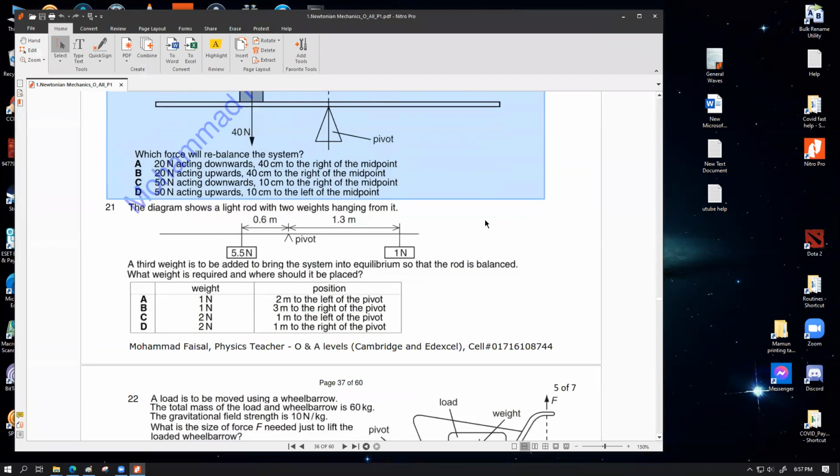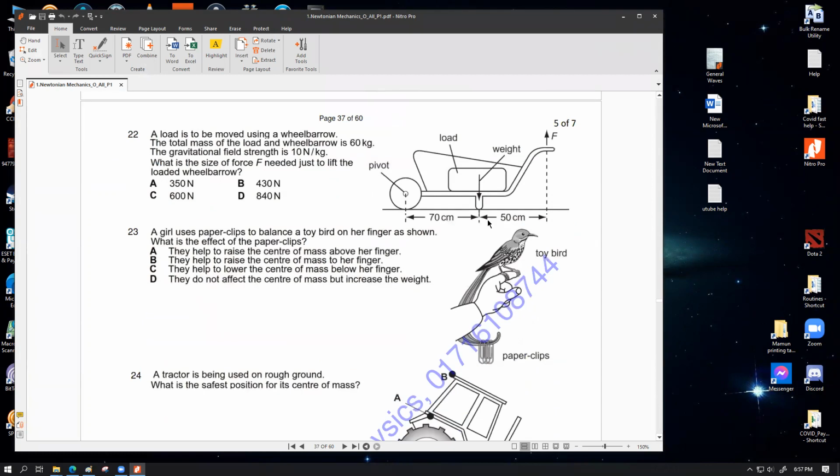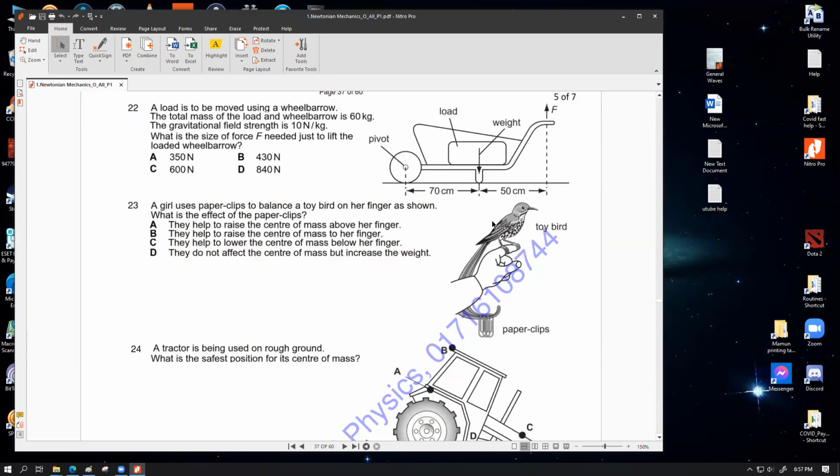And then we have this question. Question 23 is a pretty interesting question. I'd like to discuss 23 in detail. It is a nice question, to be honest. Let's have a look at question number 23. A girl uses paper clips to balance a toy bird on her finger as shown. What is the effect of the paper clips?